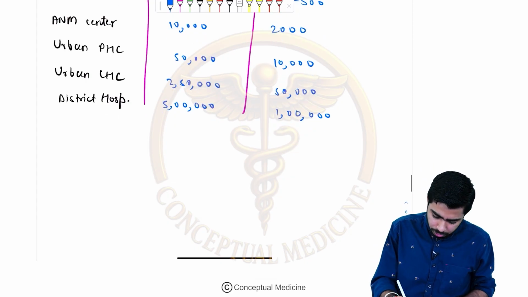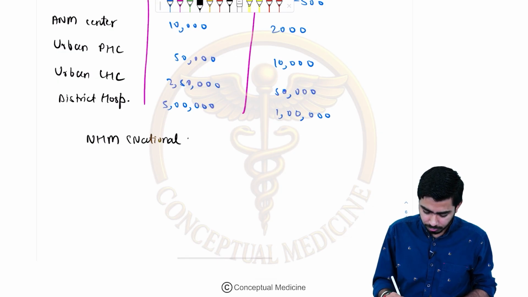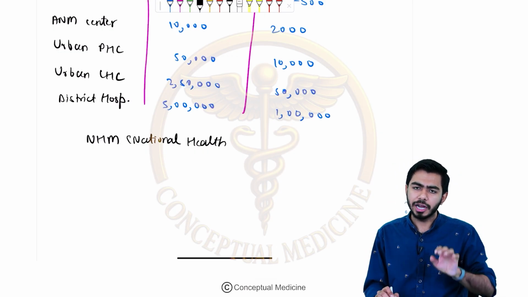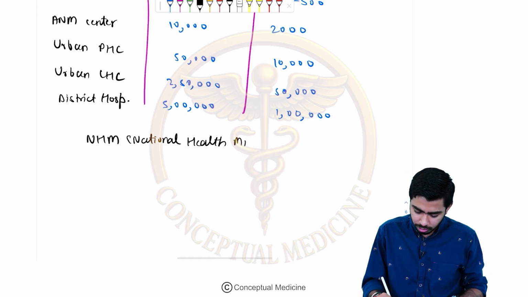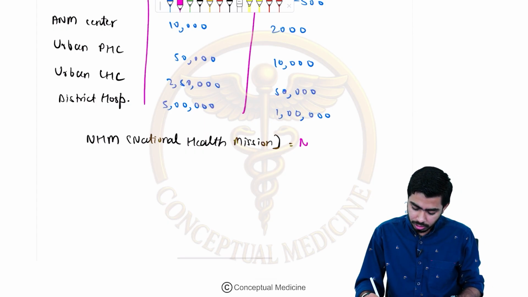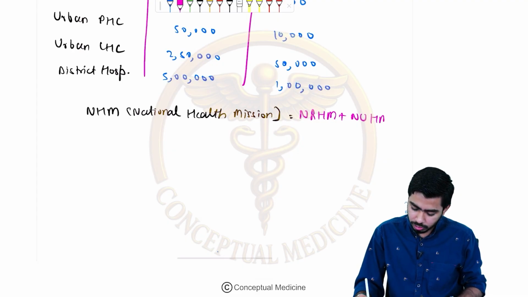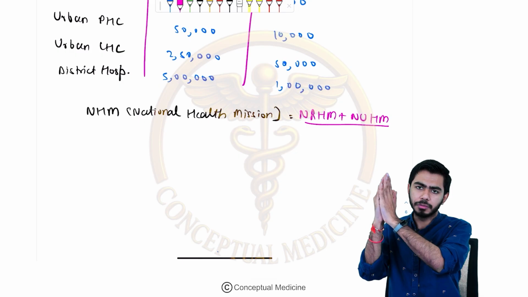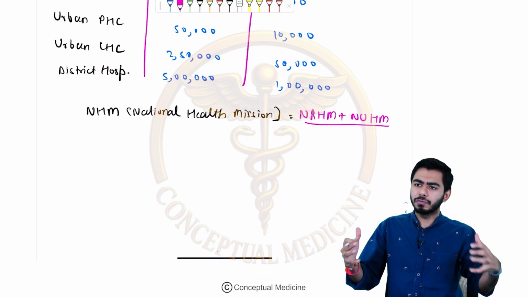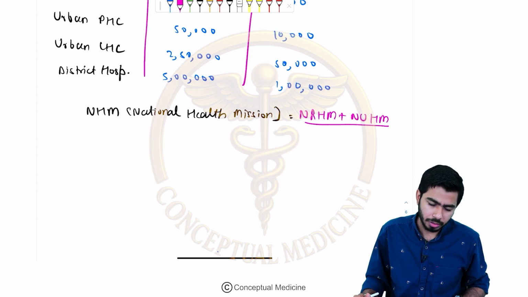Then they introduced the National Health Mission, guys. It was introduced at the same time when they announced the National Urban Health Mission. The National Health Mission is a combination of both the National Rural Health Mission plus the National Urban Health Mission. They are making up one mission, the National Health Mission. And usually it is a success, right? Because if you work very well at the lower level, then obviously you decrease the burden at the upper levels. That is how our Indian healthcare system works as well.